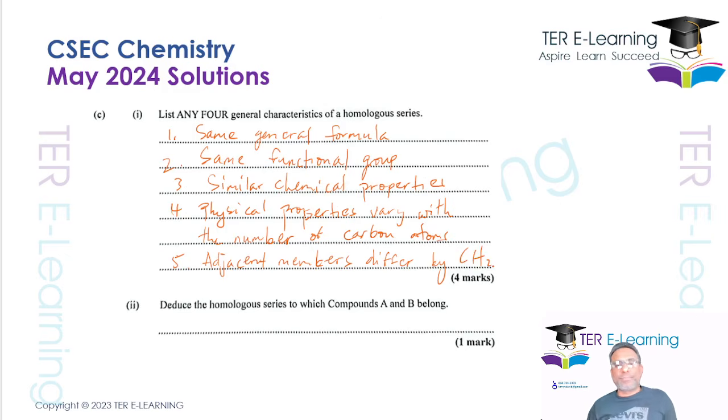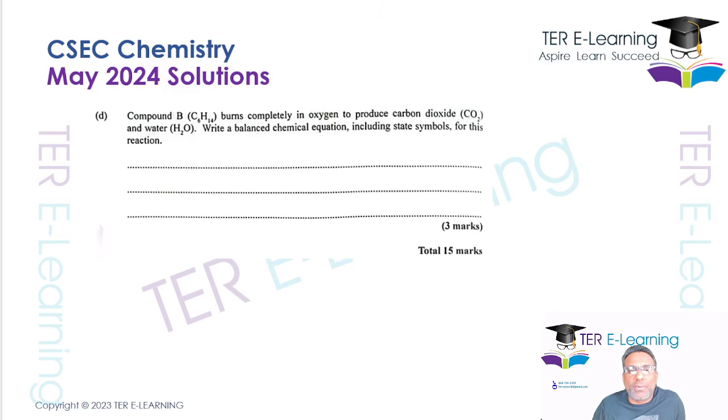Now they said deduce the homologous series to which compounds A and B belong, right? So we already established that's an alkane. See what else we have now. Compound D is C6H14. It burns completely in oxygen to produce CO2 and water.